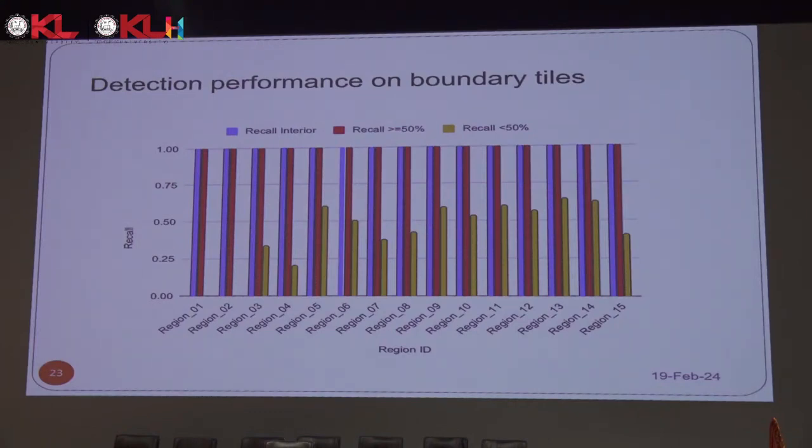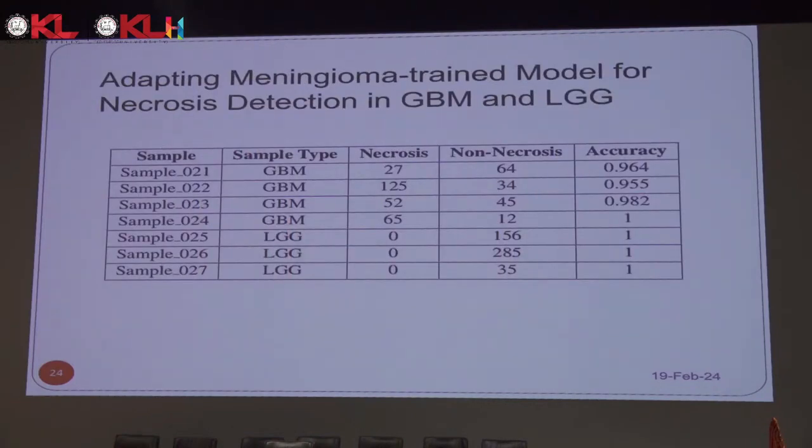We have seen that when the recall is greater than 50%, when the region increases, that correlates with us. And another thing that we did was, we trained on meningioma, and we used GBM.